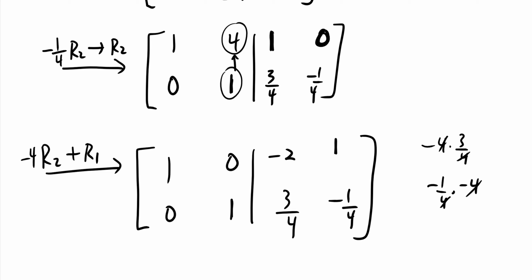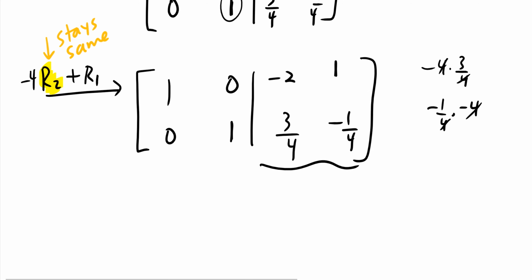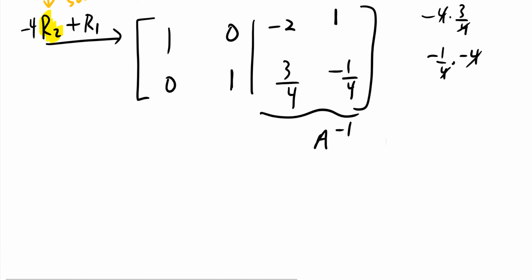Note, when you write the stuff down, this row is the one that stays the same. It never changes. So row 2 stays the same. If you look back at all the operations that we've performed today, in all the examples, that row always stays the same. If it's row 1 or row 2, it doesn't change at all. So this is the inverse. That's A inverse.